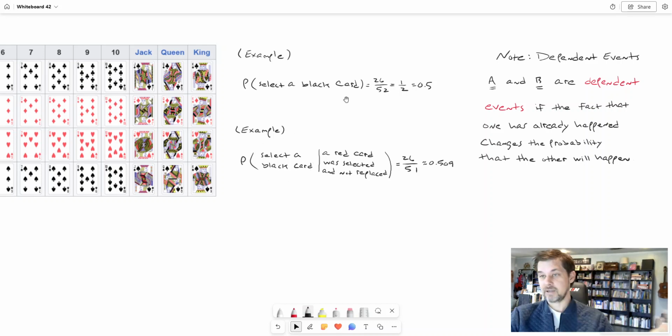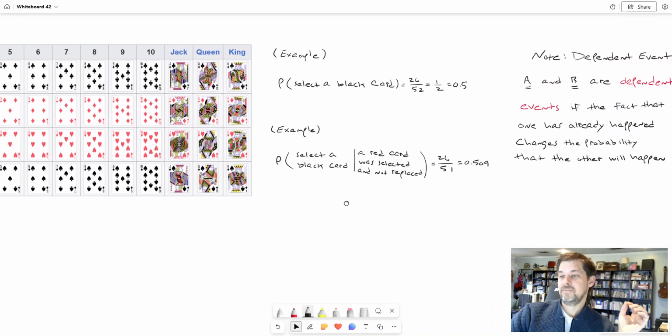If you just select a black card out of the deck as is, the odds are 26 out of 52. But if you first take a red card out and you don't put it back, then the odds of selecting a black card at random are different. So that makes these events right here dependent. The fact that this one already happened changes the odds that this one will happen. You can't say the odds of selecting a black card are 26 out of 52 anymore. They're now 26 out of 51.